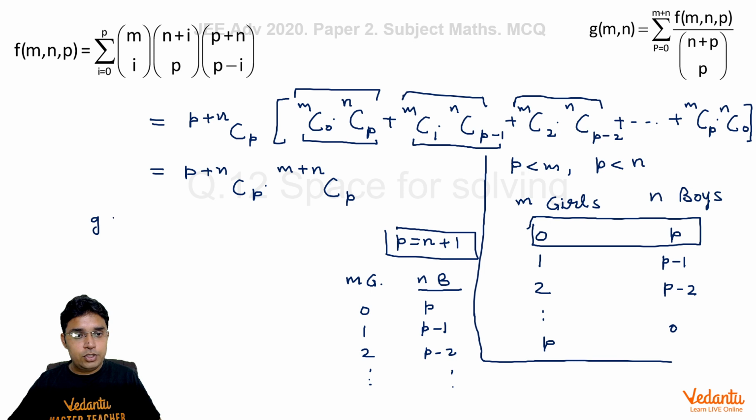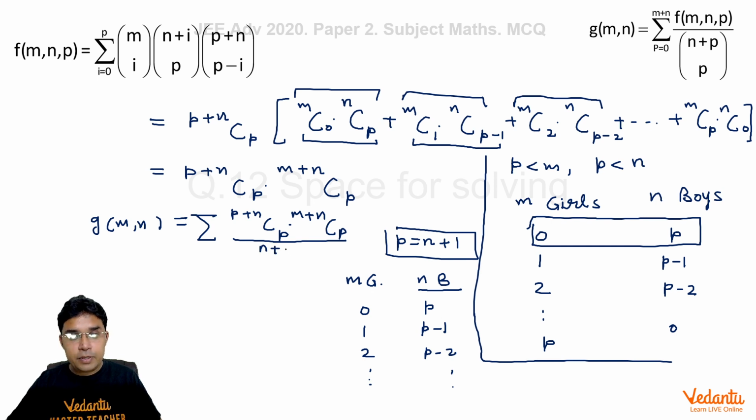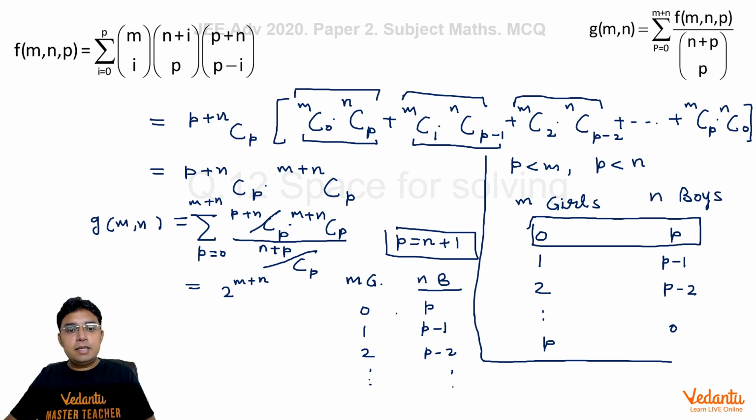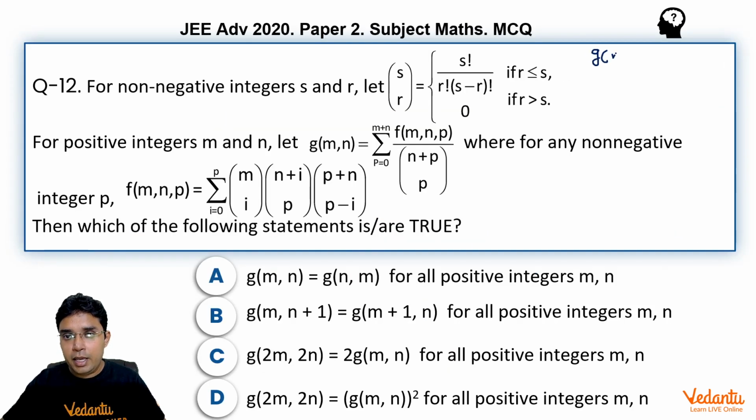Now if I simplify for g of m comma n, this is the summation of (p plus n)Cp into (m plus n)Cp, whole divided by, and here also I think it is the same, (m plus n plus p)Cp. So this we can cancel here, and p is starting from 0 till m plus n. So from that property of binomial coefficients, that should be equal to 2 raised to the power m plus n. So we have got one very easy simple term for g of m comma n. Let me write it here: g of m comma n is equal to 2 raised to the power m plus n.